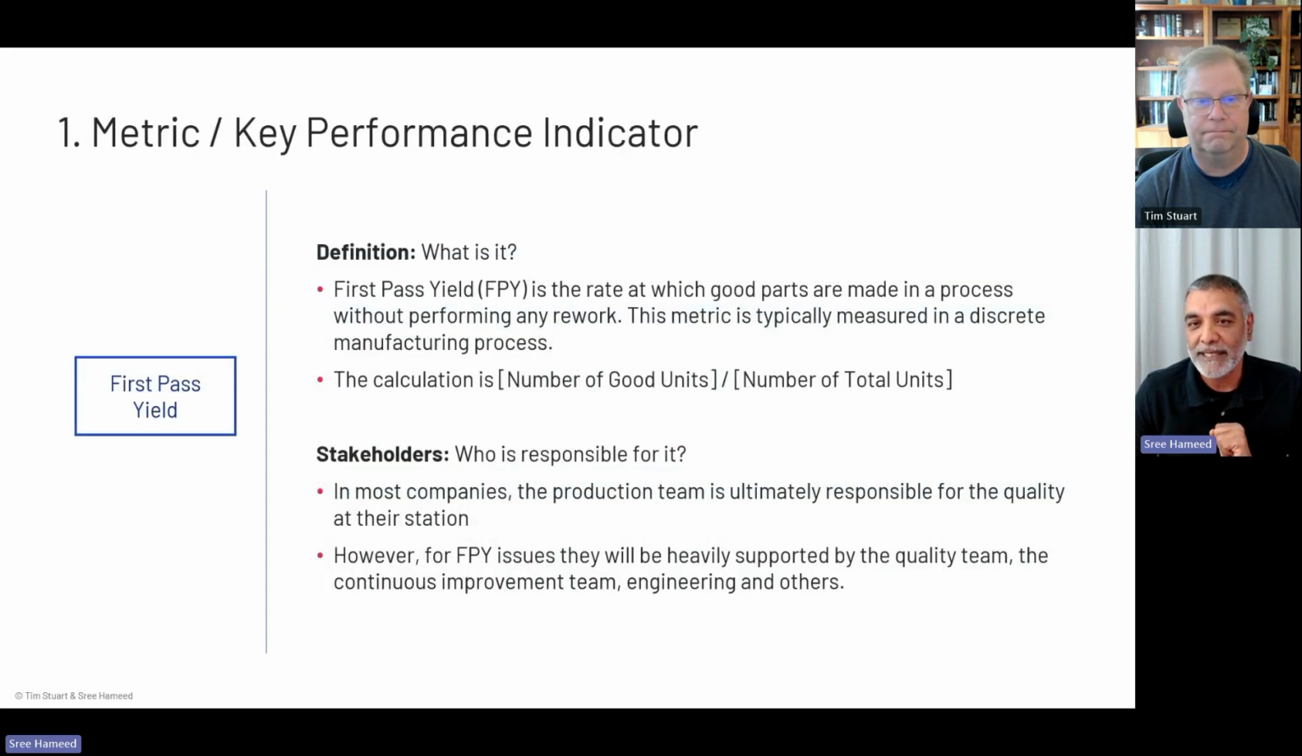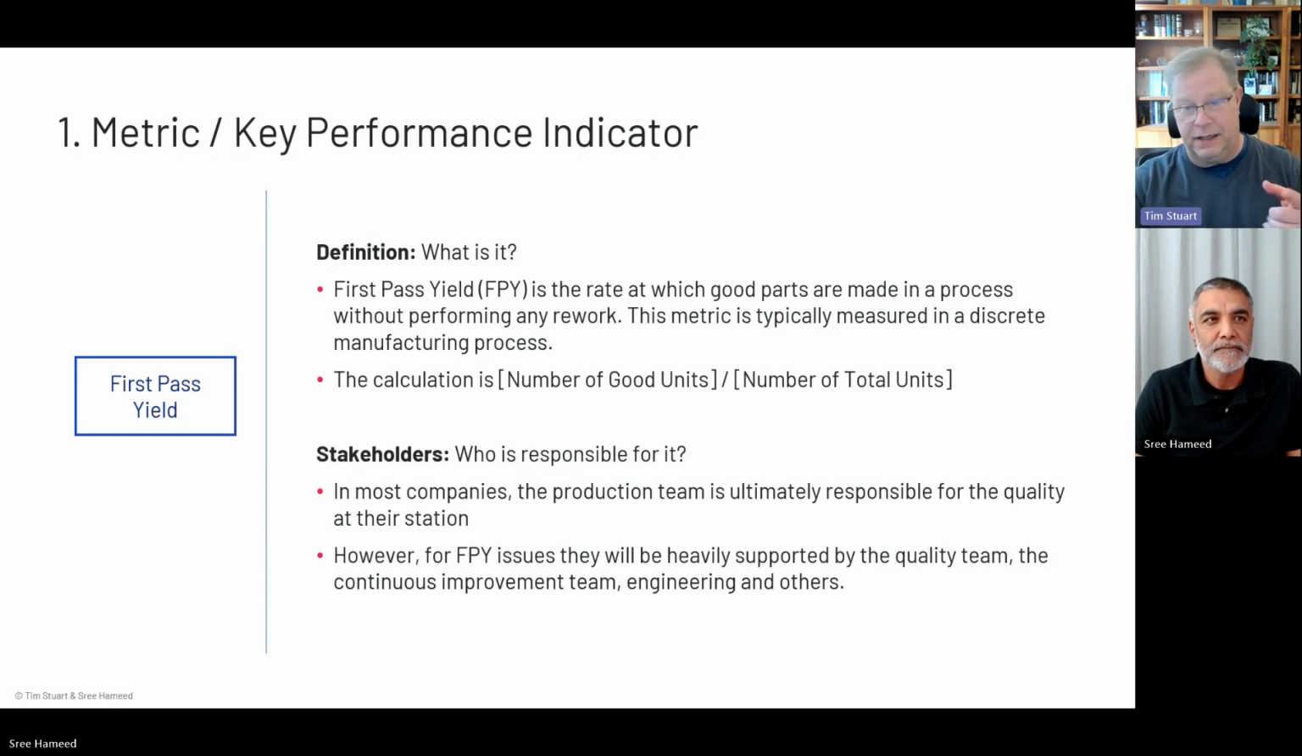Tim, get us started with a definition of what it is and who is responsible for it. Sure. So first pass yield is one of your most basic quality metrics. Looking at an individual process, first pass yield is the rate at which good parts are made in that process without performing any rework. And it's most commonly used within discrete manufacturing processes. Calculation is simply the number of good units divided by the number of total units, or the number of total units minus bad units divided by total units.